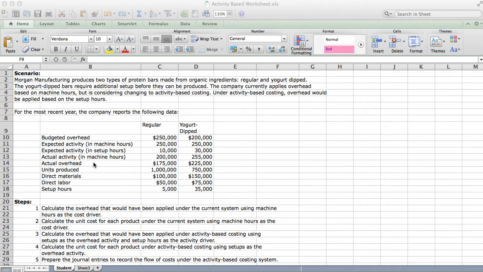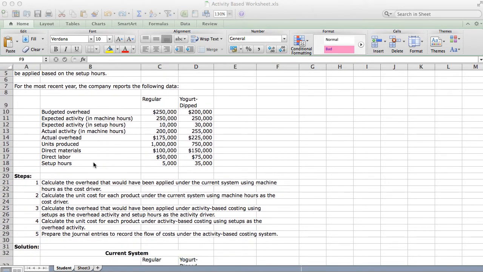the journal entries. So the intent behind this exercise is to compare traditional overhead allocations with activity-based costing. The first two steps on your homework are asking you to calculate the overhead using machine hours, which is the traditional method that we went over last week, and then calculating the unit cost using that traditional method of overhead.